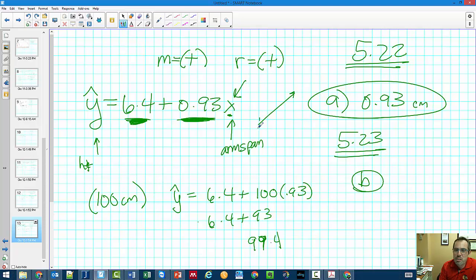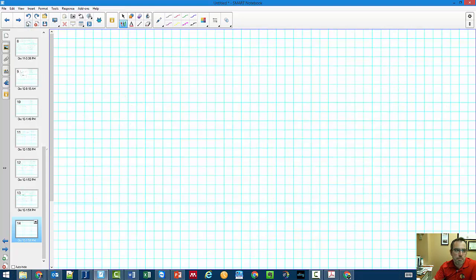Remember, positive slopes and correlations are going to be like this. Negative slopes are going to be like this. 0 is going to be flat. I know this has a positive slope, so I know the correlation is going to be positive. So for 524, I know for a fact that it's going to be A. All right, so same equation. Write that down again.